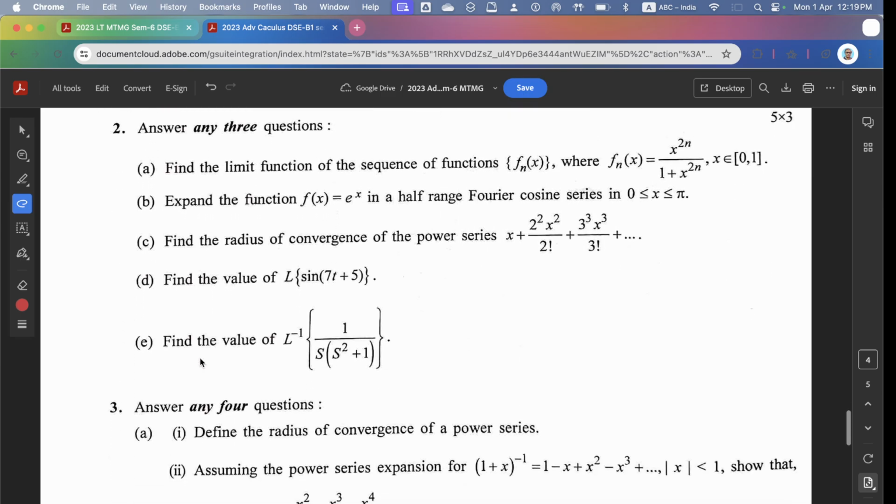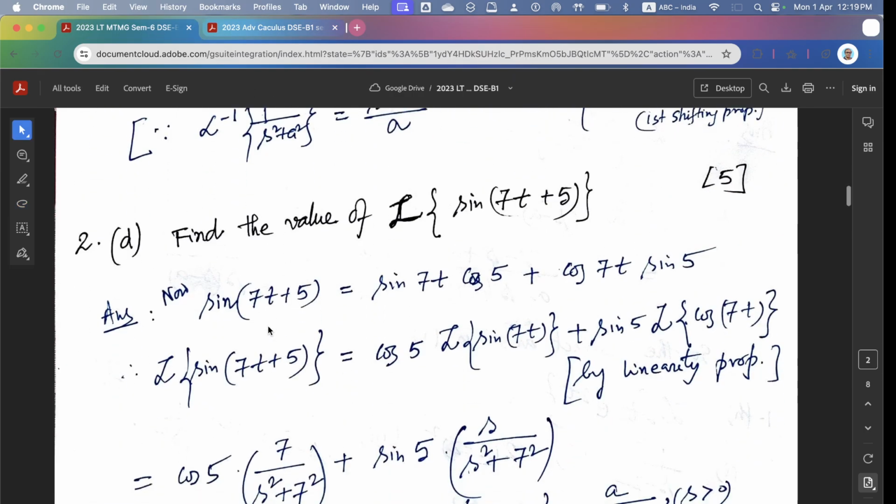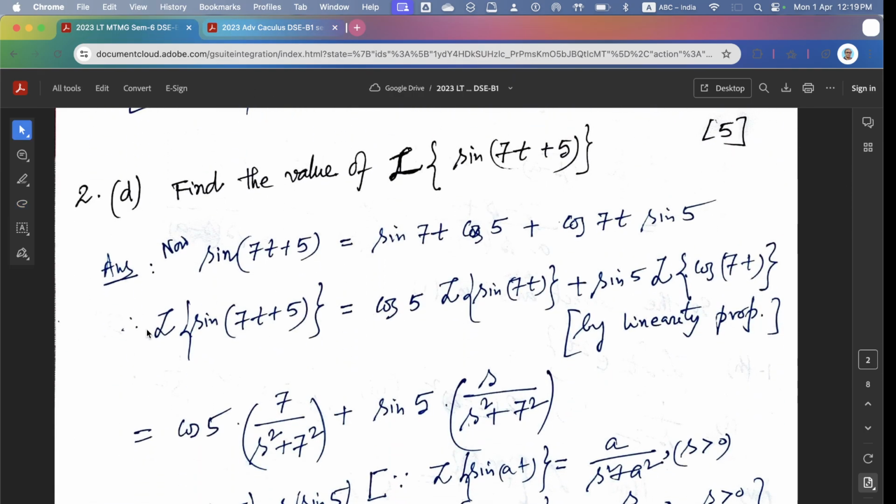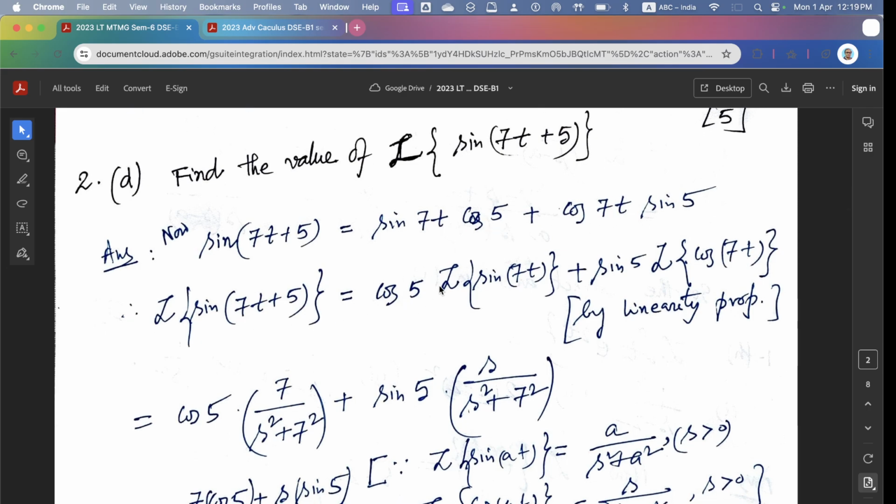Next question from Laplace transform, question 2D. Find the value of Laplace transform of sin(7t plus 5). Sin(7t plus 5) is equal to sin 7t cos 5 plus cos 7t sin 5, using sin(a plus b) equals sin a cos b plus cos a sin b. Here cos 5 and sin 5 are constants, so by the linearity property, cos 5 L of sin 7t plus sin 5 L of cos 7t.